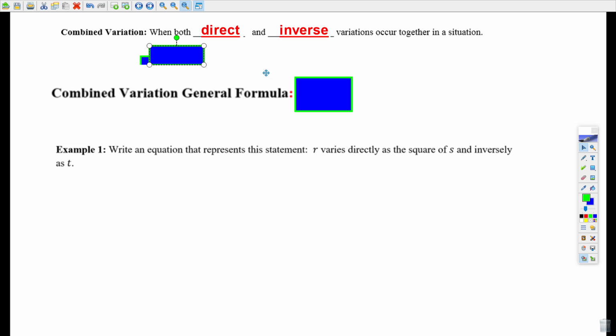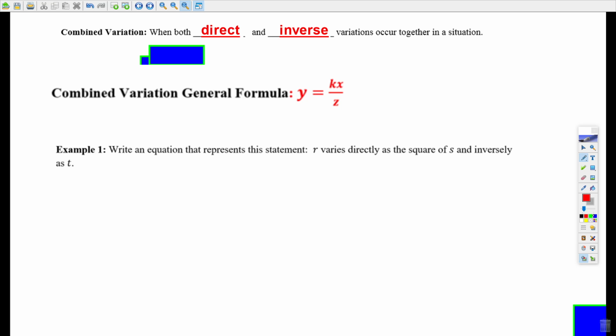So now we're going to have statements that say direct and indirect, or direct and inverse. The generic formula for combined variations is going to be y equals kx over z. Now this really is generic because you could have multiple variables on top, and now you can have multiple variables on the bottom, and you can have powers on top and the bottom. This is a very generic formula. It just depends on what they give you.